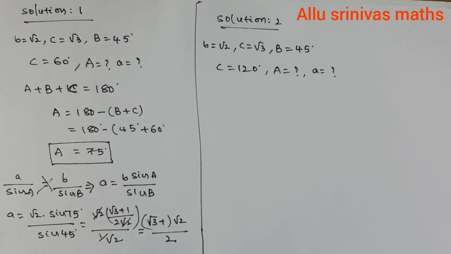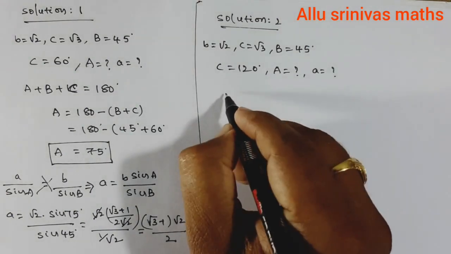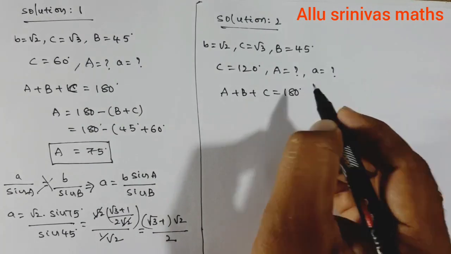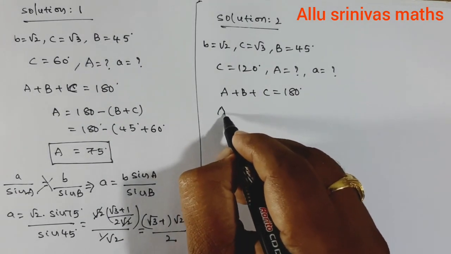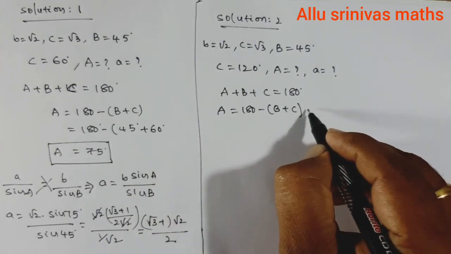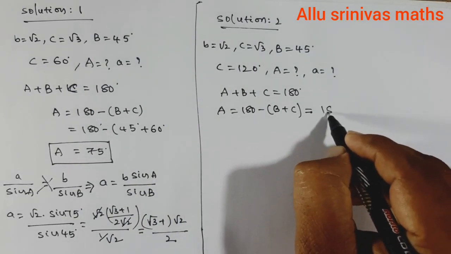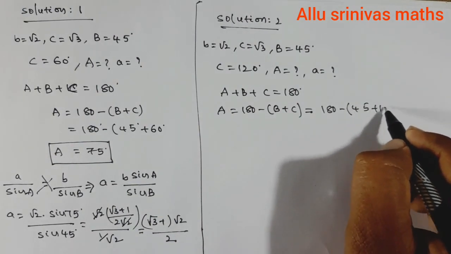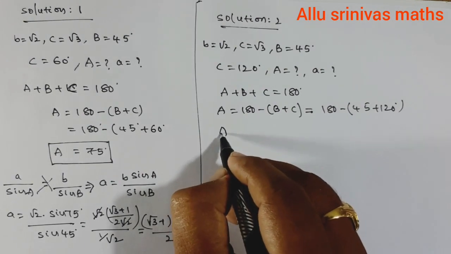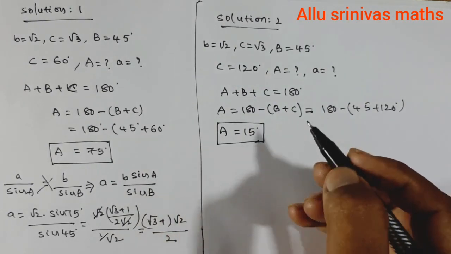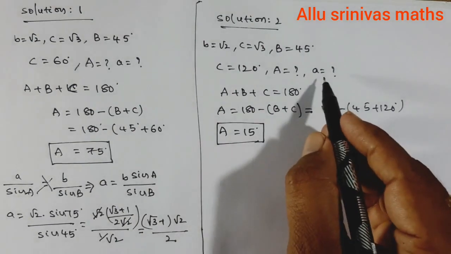Next we have to find the remaining values of solution 2. We know the relation A plus B plus C equal to 180 degrees. A equal to 180 minus of B plus C, where B is 45 degrees and C is 120 degrees. 180 minus 165 degrees, then 15 degrees. This is the required angle.